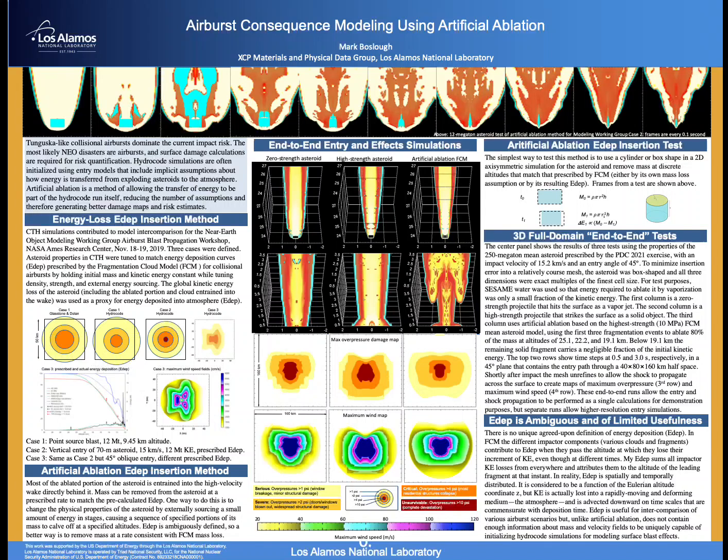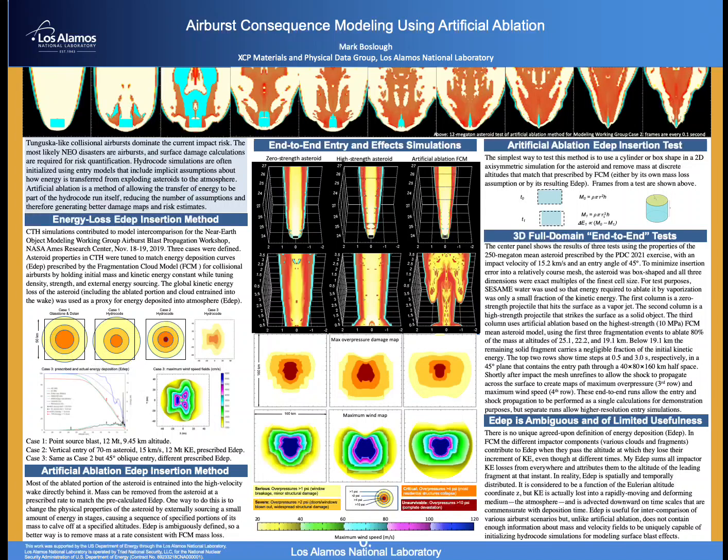Now, the reason I like this better is because EDEP is ambiguous and of limited usefulness. So when we use it to initialize our hydrocode simulations, we actually lose information. There is no unique agreed upon definition of energy deposition. In FCM, the different impactor components, that is the various clouds and fragments, contribute to EDEP when they pass the altitude at which they lose their increment of kinetic energy, even though at different times.